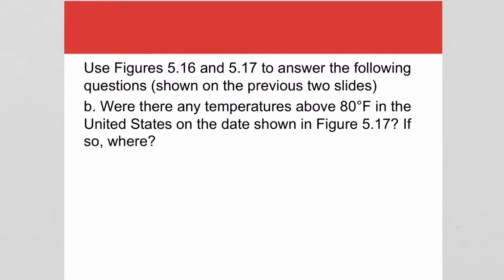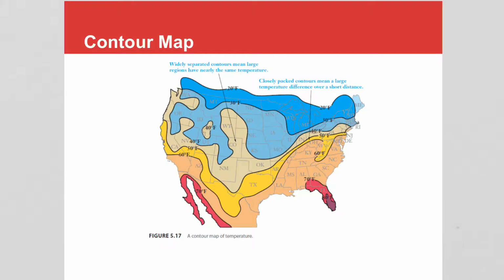And then the second one says, were there any temperatures above 80 degrees in the United States on this figure? Okay, so looking at this figure here, you see this a lot, you watch the weather on TV. We have temperatures across the United States. Up here, we've got temperatures in the 20s. This light blue is in the 30s. The light tan is in the 40s. Yellow is in the 50s. Orange in the 60s. Pink is in the 70s here and down here. And then the purple was in the 80s.